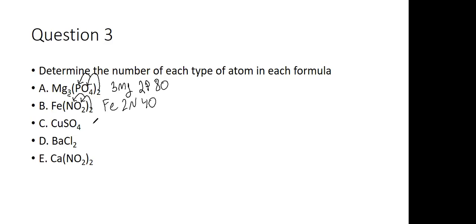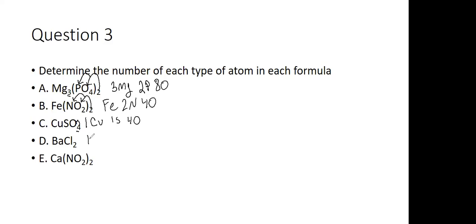CuSO4. 1 copper, 1 sulfur, 4 oxygens. So this 4, there's no parentheses around it, so we don't distribute it. It's only affecting the thing it's directly attached to. So that's why it's 4 O.